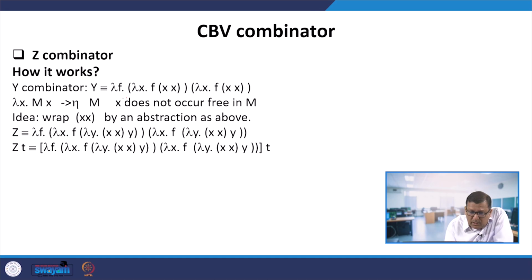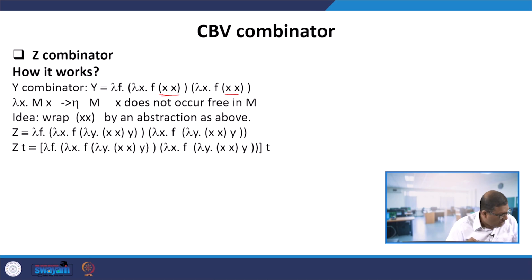So the Y combinator is this, we know this lambda f dot f of x x and this. So this is where the recursion obtains. That means it is applied over and over again, infinitely many times. Now what do we have to do? We don't want to do this. That means we don't want to allow these things to happen. So how to do this? Now our motivation comes from the fact that we have studied eta reduction.